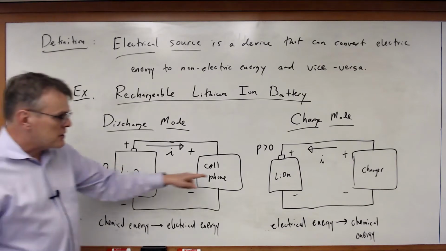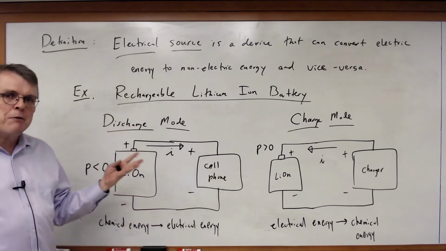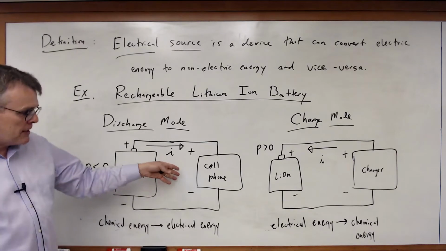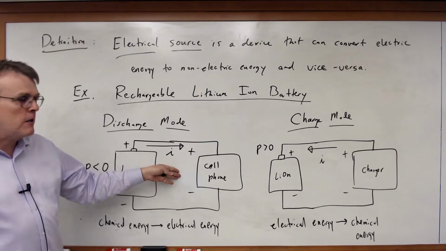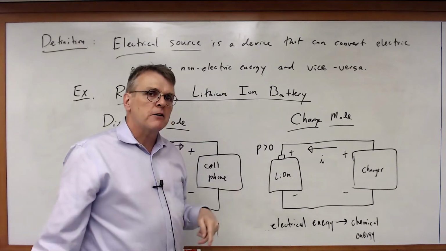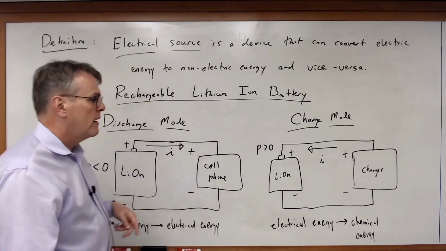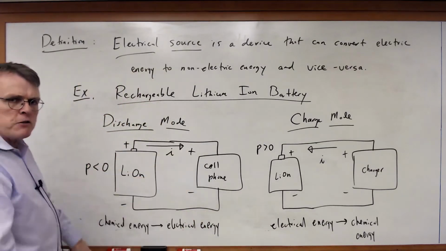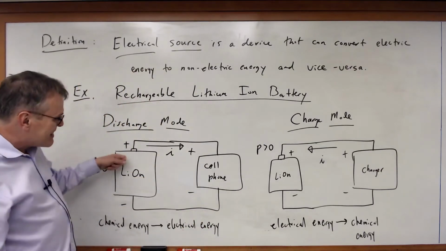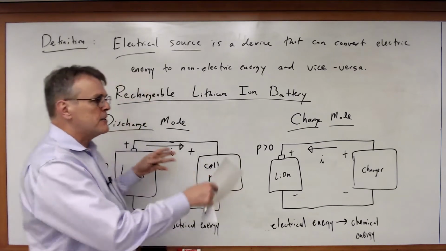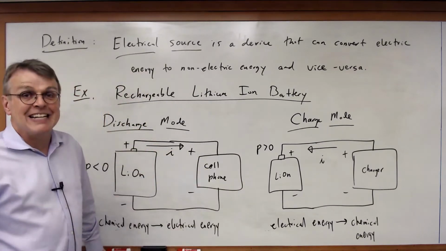Nothing changes about this battery. It just depends on how it's connected up. Is it connected to your cell phone? Is it operating your cell phone? Or is it being connected to the charger for the recharge? And so whether or not it's positive or negative power is not something that's inherent in the battery. It is a property of what the battery is connected to.